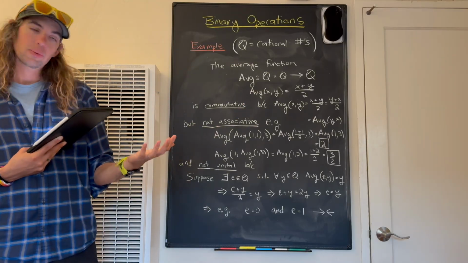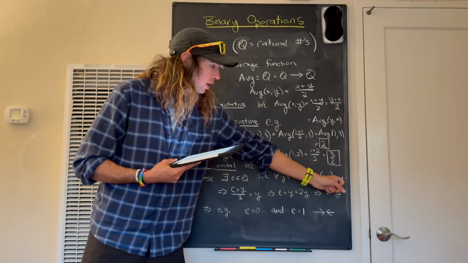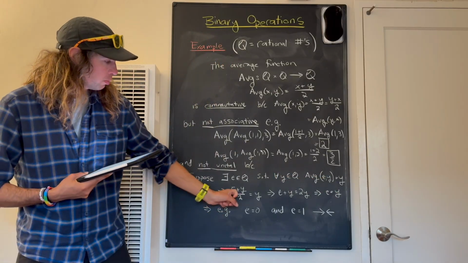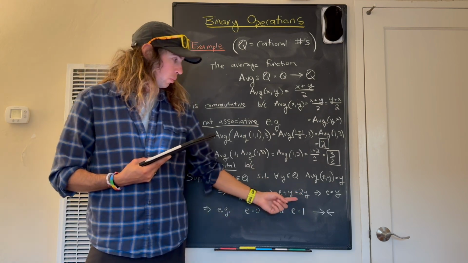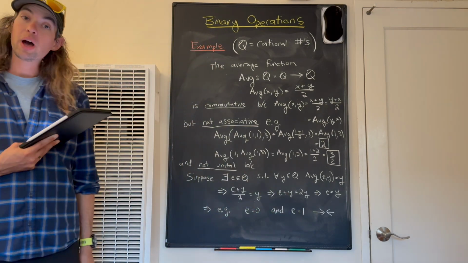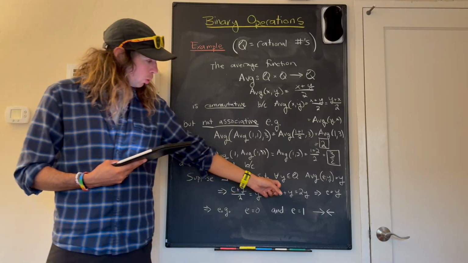So let's see algebraically why this is true. If the average of E and y was y, this would imply that (E plus y) over 2 is equal to y. Just multiply both sides by 2, and then subtract y. So I get E equals y. But this is true for all y in Q.